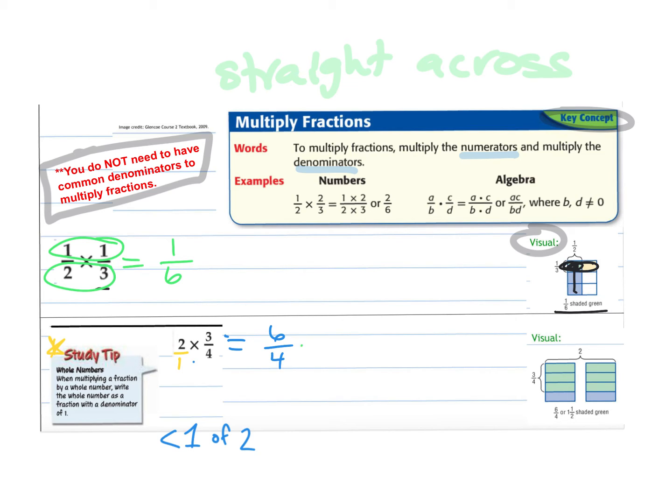Then I'll simplify that. 4 goes into 6 one whole time for 4, with 2 of the 4 left over. Those share a factor of 2, so I have 1 and 1/2. That is less than 2 as I predicted, so 3/4 of 2 is 1.5. Again, a visual here, 2 wholes that are out of 4 pieces, and we want 3 of the 4 of them, 1, 2, 3, 1, 2, 3. That gives us 6/4 pieces, or 1 and 1/2.